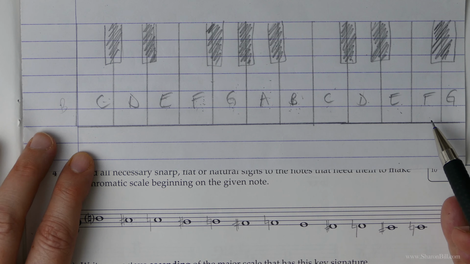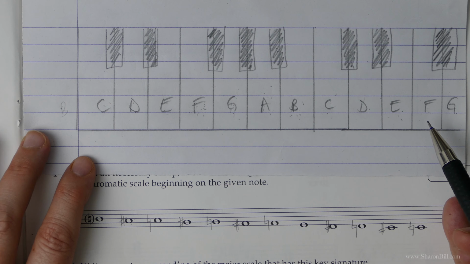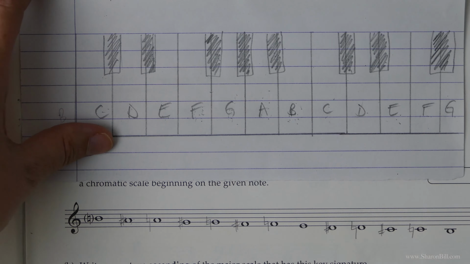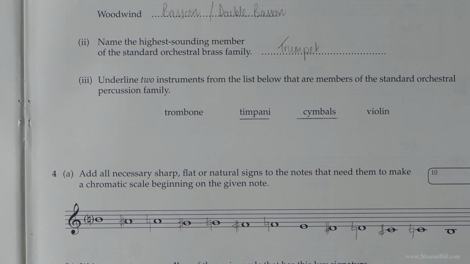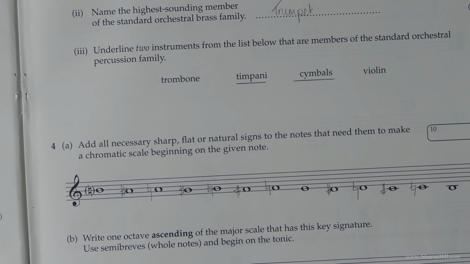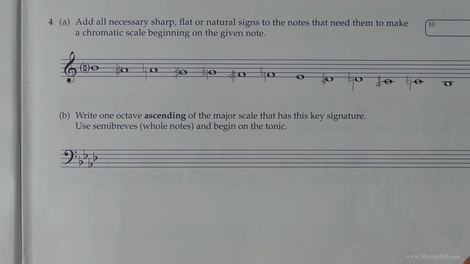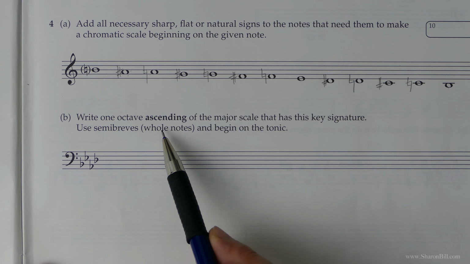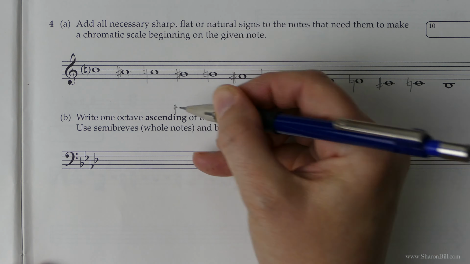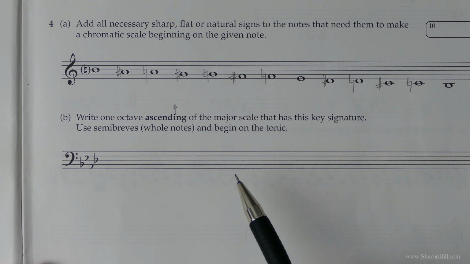I would always write this out on a piece of scrap paper before you do your exam, or you could quickly sketch it out when you need it here, but I would do it first as last, and then it's just there before you even get going. So now the last part that we're going to look at. Write one octave ascending, remember we need to go up, of the major scale that has this key signature. Use semibreves or whole notes, so we don't need to worry about stems and begin on the tonic. So we're just going to write 1, 2, 3, 4, 5, 6, 7, 8.